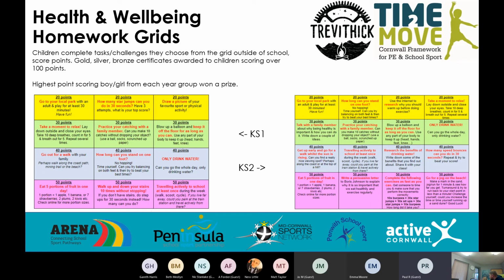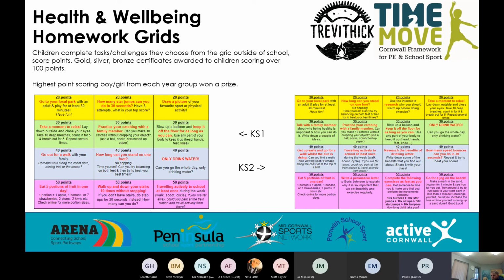So we bought a range of different things, from colouring pens and pencils to sports equipment, swimming hats, swimming goggles, footballs and things like that, which they could choose from. The activities themselves are all quite different. The idea was to tackle the misconception that it has to be sporty, so they aren't all sporty. For 20 points for Key Stage 2, it was just go to the park and play for at least 30 minutes.